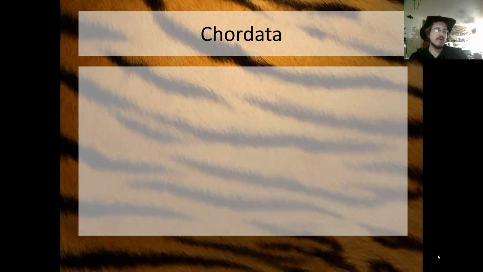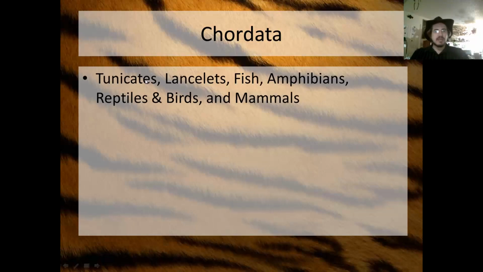Phylum Chordata includes a large variety of organisms. Not nearly the diversity of species you see in Arthropoda, but Chordata are the big things. Phylum Chordata includes the vertebrates, and the vertebrates are the largest animals on the planet. So, let's take a look at the classes of animals we see in Phylum Chordata. We see tunicates, lancelets, fish, amphibians, reptiles and birds, and mammals, all in Chordata.